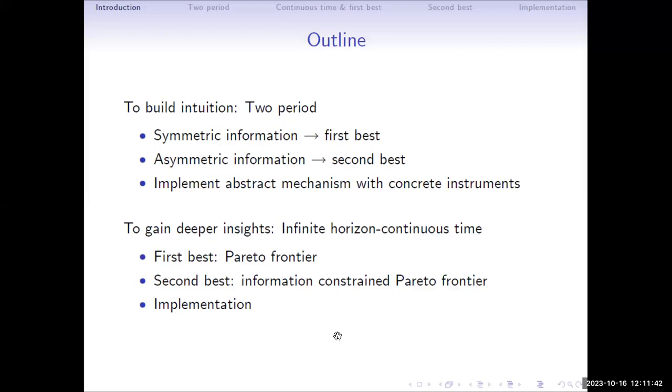Okay, so what we're going to do is start with a two-period model, and then we're going to go to an infinite horizon model. And I'm very happy we have this two-period model because it makes things a little bit easier to understand.